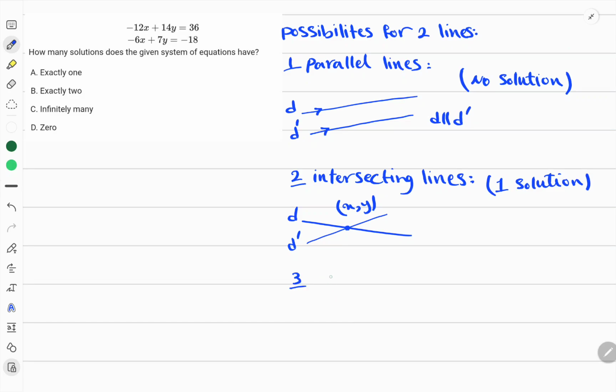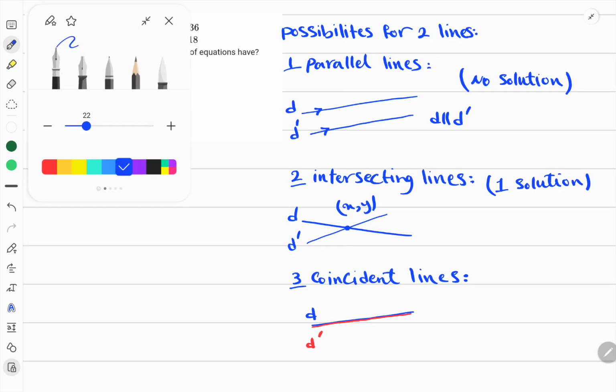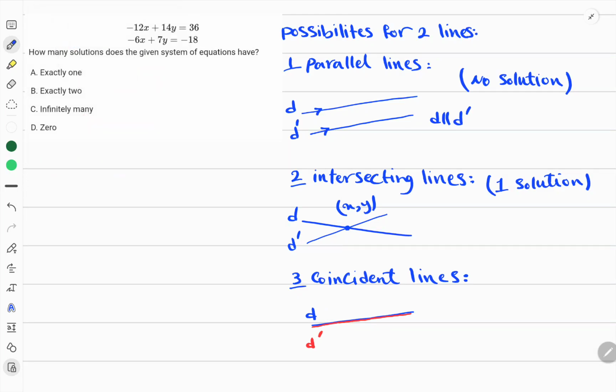Last but not least, these are coincident lines. This is line D and we have another line like D prime, and they cover each other completely, and in fact the two lines are exactly the same and lying one on top of the other. In this case, the slope and y-intercept of the two lines are equal, so we have infinite solutions.